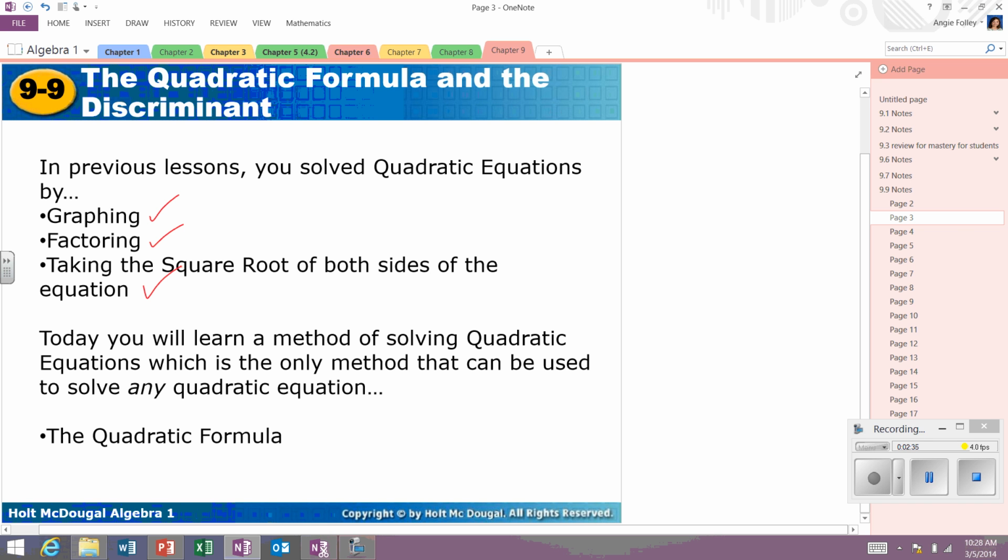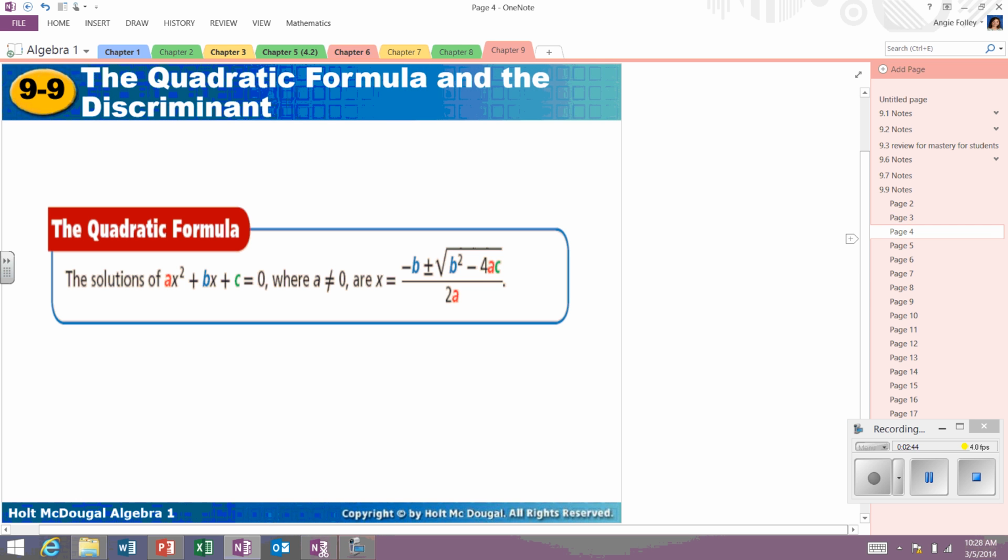Today, we're going to learn the quadratic formula, and this is a formula that you're going to have to memorize. So the quadratic formula says that if I have a quadratic equation with an a, a b, and a c, the formula to get the solutions of x, remember the solutions for x are when y is 0.